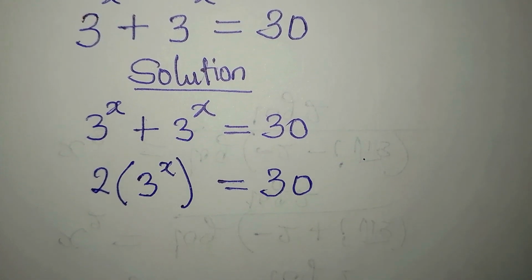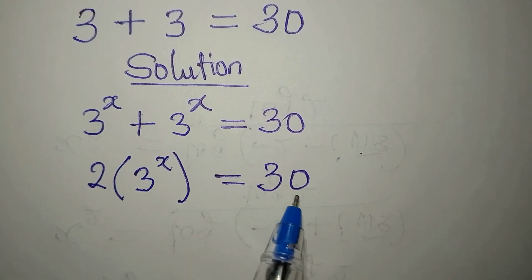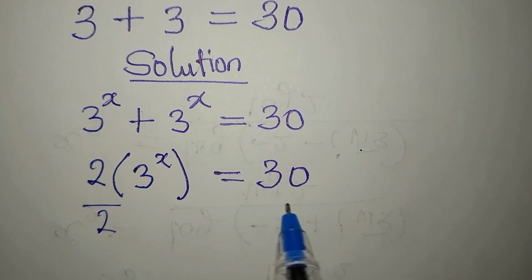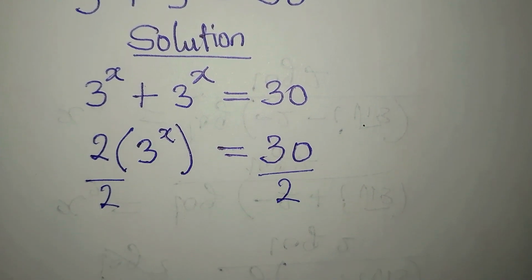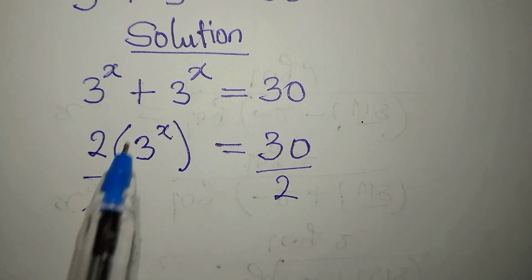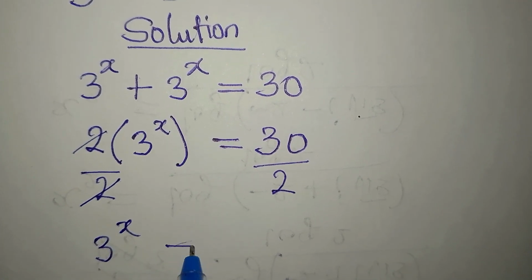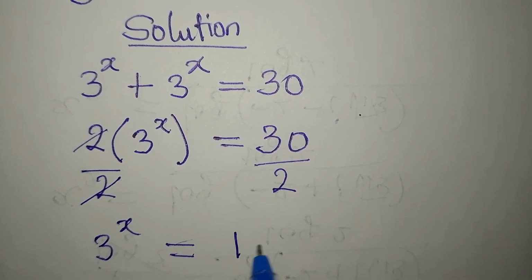Then the next thing you will do, since we have 2 here and it's a factor of 30, we will gladly divide this by 2 and divide this by 2. This way we will be reducing the equation. So 3 to the power of x will now be equal to 30 divided by 2, and that is 15.